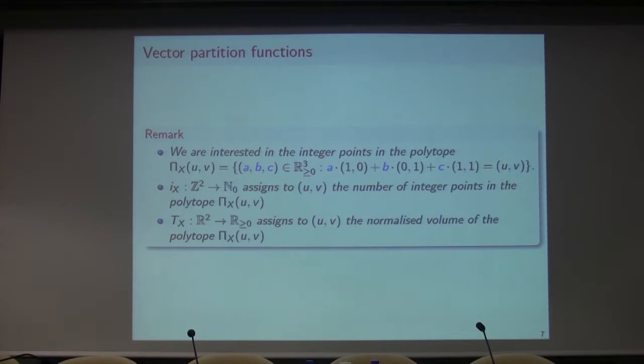Now, yeah, just the same polytope again, and now let's start introducing our notation. So this function I will always count integer points in the polytope, and this function t will measure the normalized volume of this variable polytope.